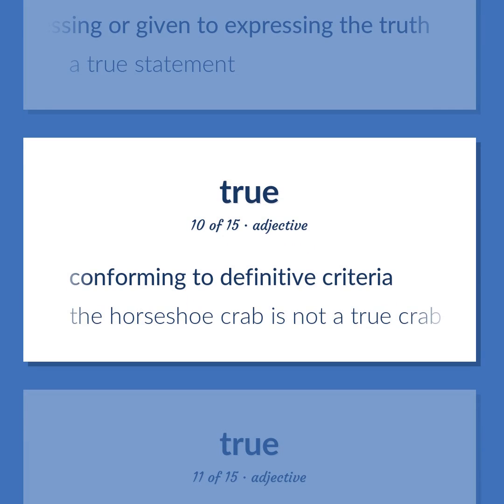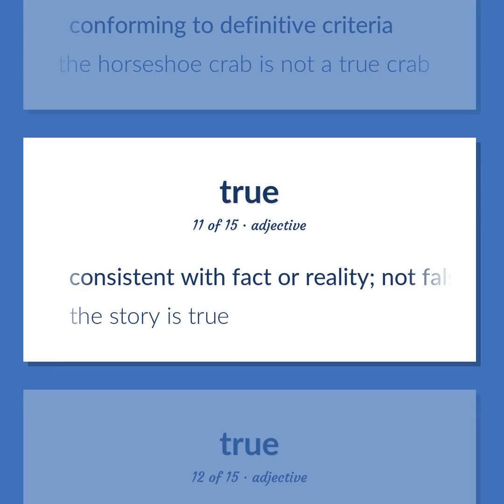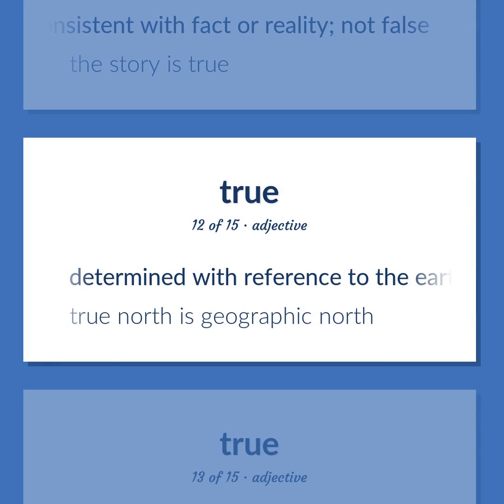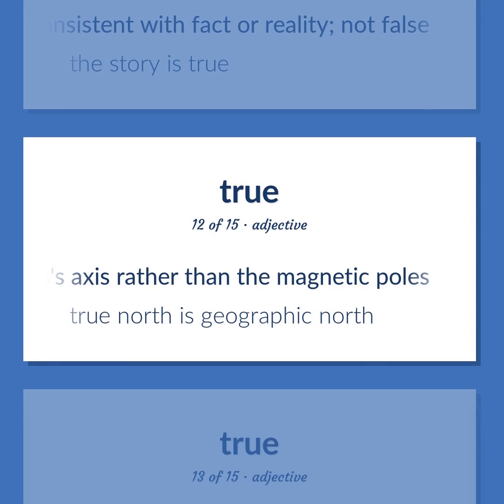Conforming to definitive criteria. The horseshoe crab is not a true crab. Consistent with fact or reality, not false. The story is true. Determined with reference to the Earth's axis rather than the magnetic poles. True north as geographic north.